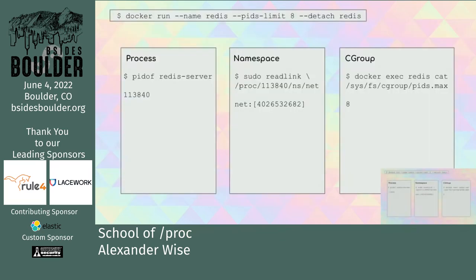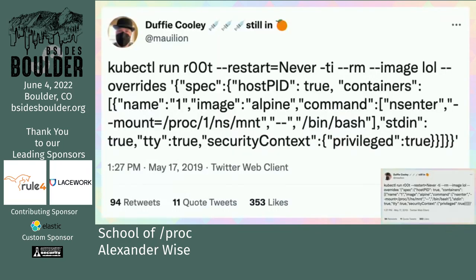So if I do a Docker run, okay, I start a Docker container. Yeah, I can see that it is a process just on my server. It has a PID. I can do some Linux internal stuff and see the namespace that it's running in, and I can use that nsenter command and go into that namespace. I can also see information about the cgroup it's in. So containers are just processes and namespaces. So going back to Duffy's tweet, all right.